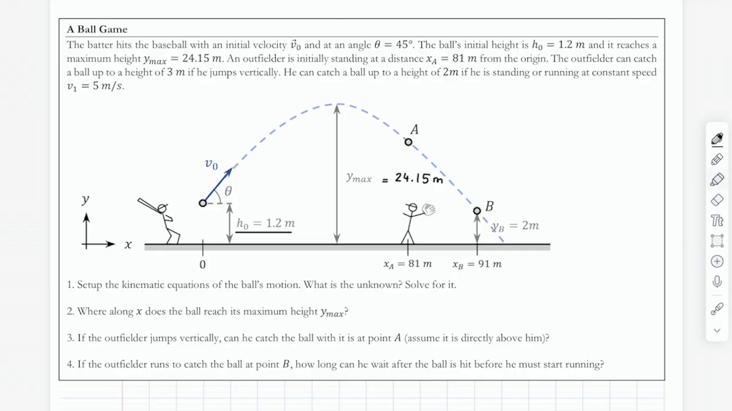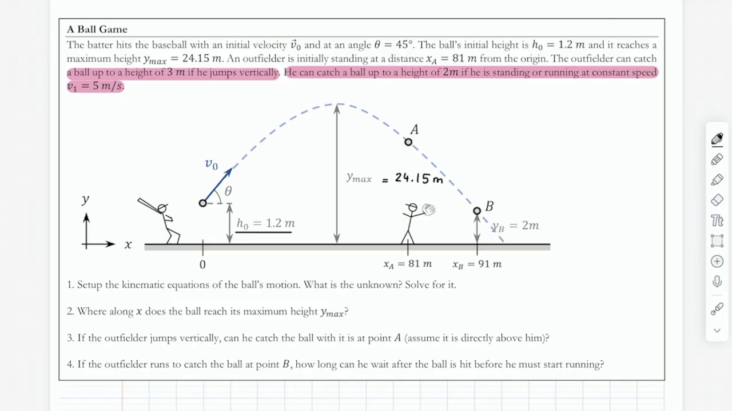And we know the following about the outfielder. He can catch a ball up to a height of 3 meters if he jumps vertically. Now, he can catch a ball up to a height of 2 meters if he's just standing, in other words, does not jump, or running at constant speed, and presumably also not jumping upward, just running to get to the ball. Okay? And so we first want the kinematic equations of the ball's motion.